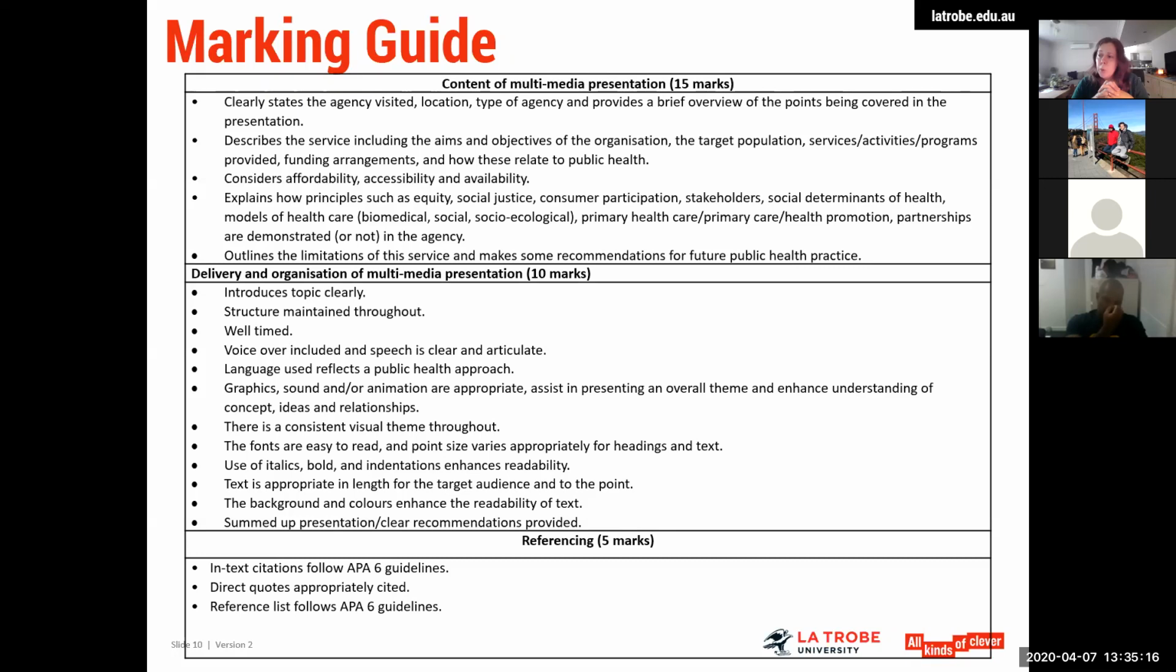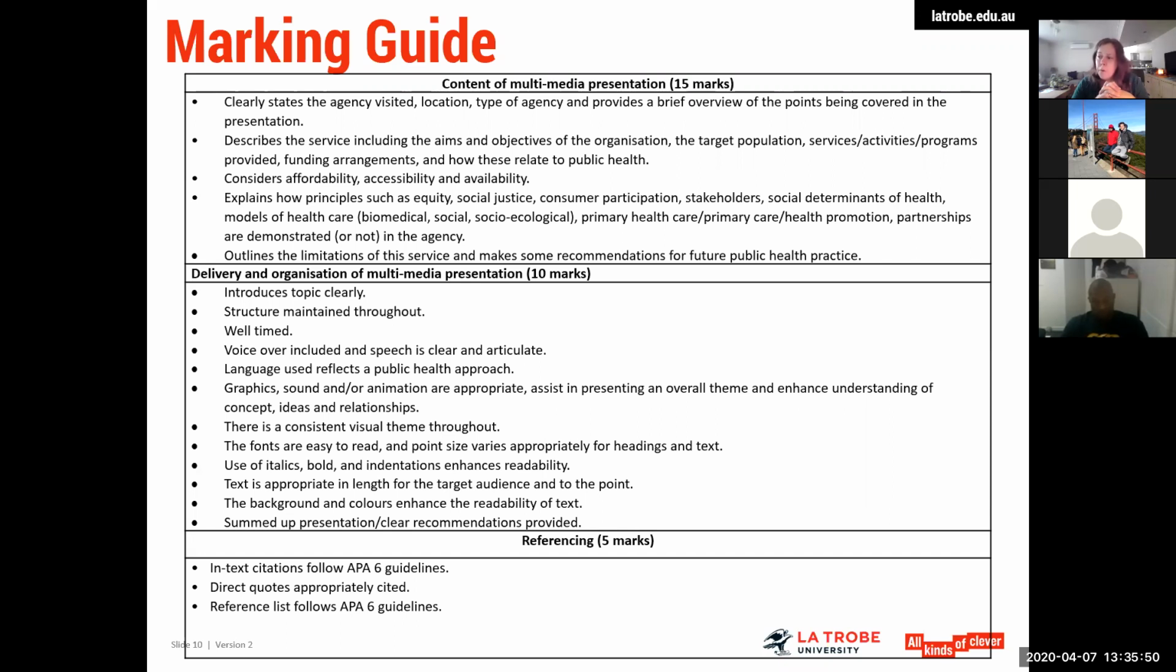So just make sure when you're recording this that you are clear, and that you've got no background noise that's likely to come through on that recording. We're also looking at the language that you're using. We want you to use language that reflects a public health approach, using the language that we've been presenting to you through the readings, through the Sways, but also through these online Zoom sessions and the previous face-to-face workshops as well.